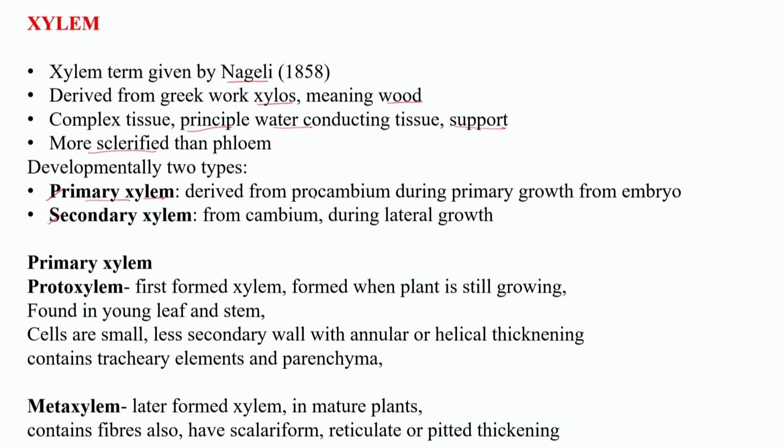Primary xylem will be derived from procambium, from the apical meristem, which gives rise to the primary tissues. In the shoot apical meristem and root apical meristem you have procambium, which gives rise to vascular tissue, protoderm, which gives rise to epidermis, and ground tissue, which gives rise to cortex and pith. So procambium will give rise to primary xylem, and it will be developed during primary growth of the plant.